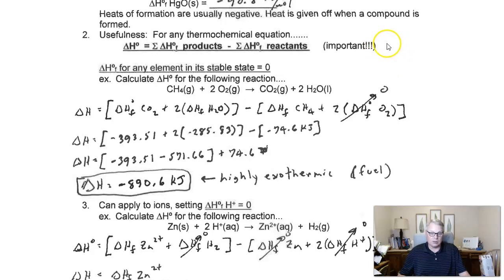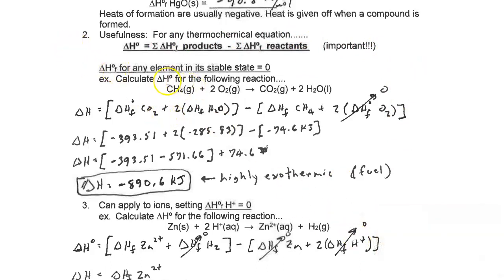And you're going to want this. You want to see these problems on the test. You don't want to see 25 Hess's law problems. You want to see some of these. Like free points, almost. Almost. And of course, the heat of formation for any element in its stable state is equal to zero. So what does this sum of delta, whatever, what does all this mean? Well, it's easier than you think. So let's do a problem.